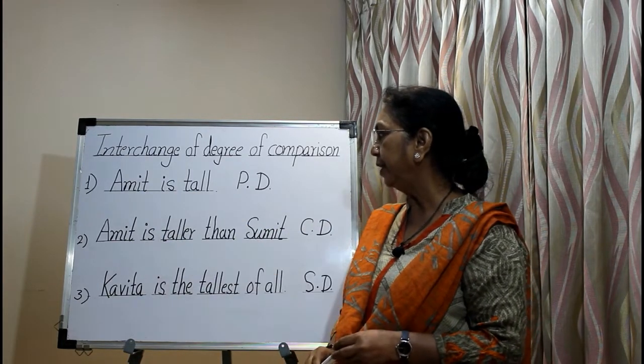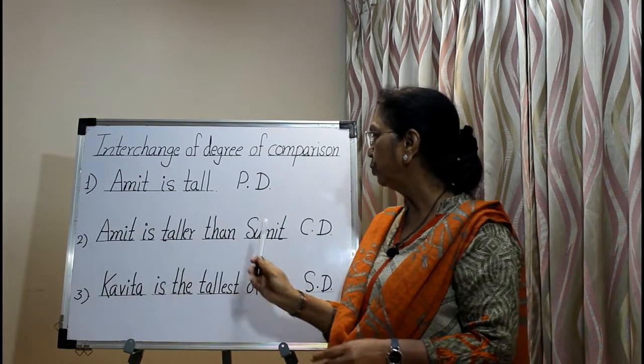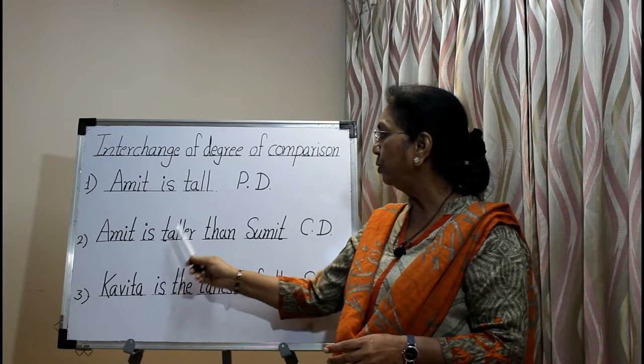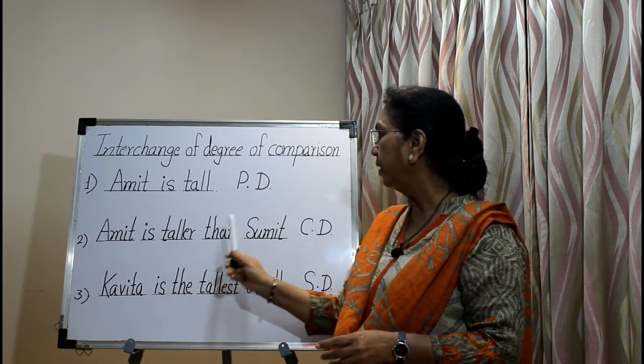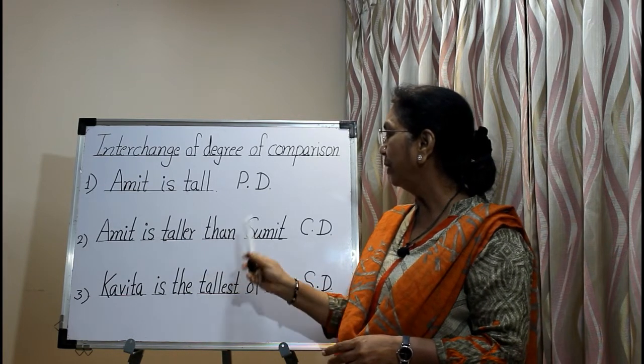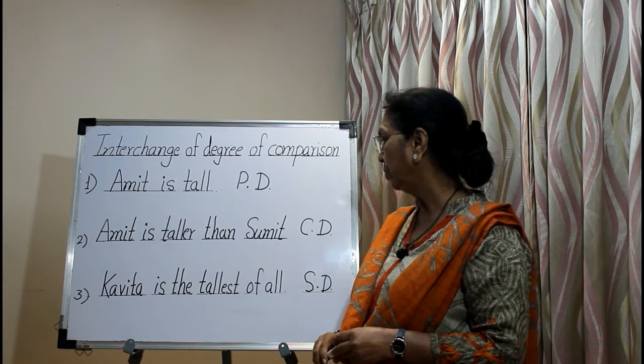In second sentence, Amit is taller than Sumit. Here Amit and Sumit, two persons are compared. Er is added to the adjective and then than is used. In a comparative degree, two persons, two places or two things are compared with each other.